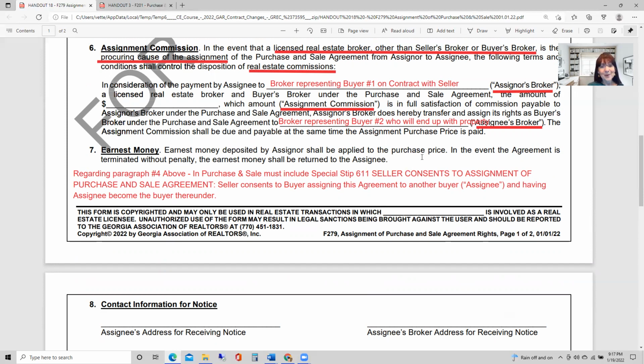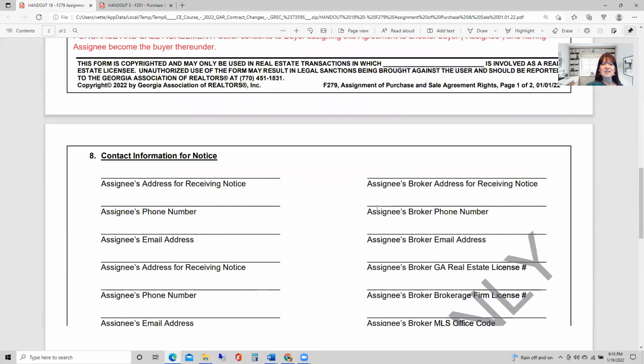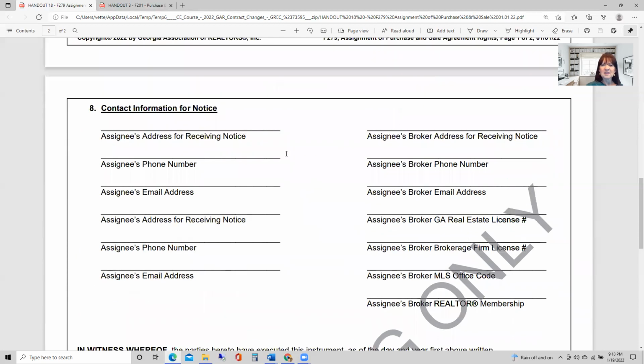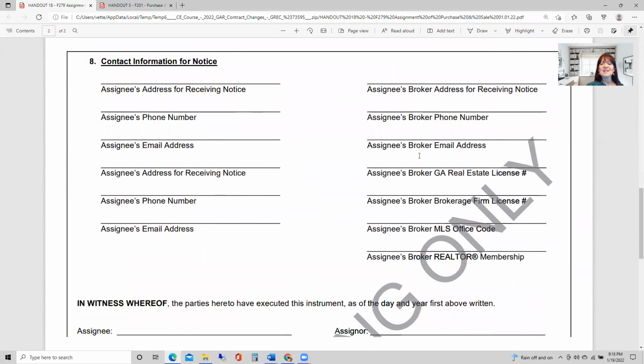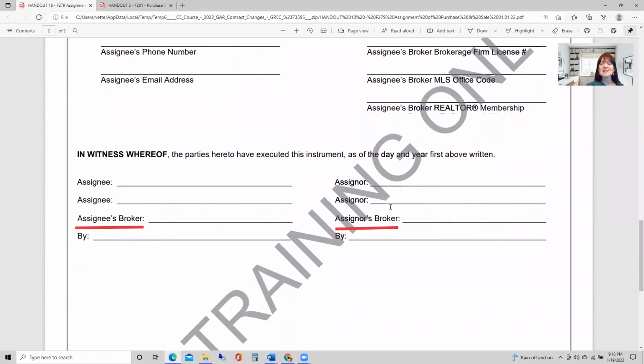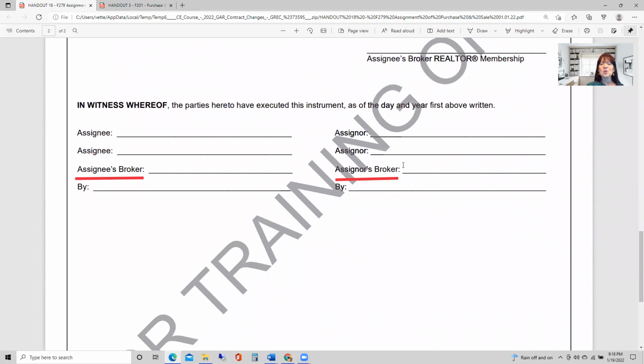They did, believe it or not, clarify this commission section as far as which broker is representing which party and identifying if there is a third broker involved. Additionally, at the bottom, it has contact information for the assignee and the assignee's broker, and then it is just signed by the 2 brokers representing the 2 buyers, buyer A and buyer B.